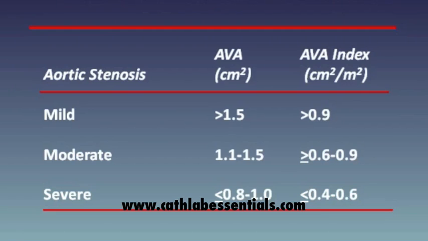The grading severity of aortic stenosis is listed here. Aortic valve areas and aortic valve index are shown. Mild aortic stenosis has a valve area of greater than 1.5 centimeters squared. Moderate aortic stenosis is 1.1 to 1.5, and severe aortic stenosis is generally considered less than 0.8 or less than 1.0 centimeters squared. These are common numbers applied both from echo and hemodynamic data.